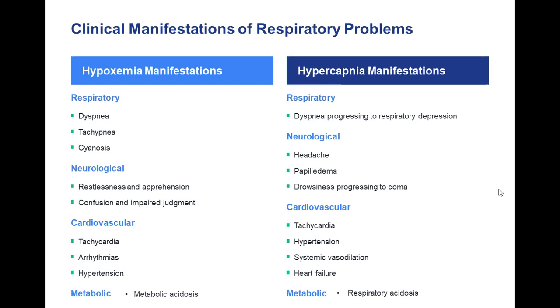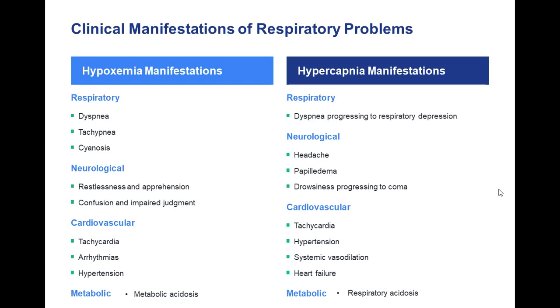Now, let us consider hypercapnia, the state of elevated carbon dioxide (CO2) in the blood. CO2 acts as a cerebral vasodilator, strongly impacting the central nervous system. In the neurological system, early signs include a headache and, in severe cases, swelling of the optic disc called papilledema. Critically, as CO2 increases, the patient becomes progressively drowsy, potentially progressing to coma.